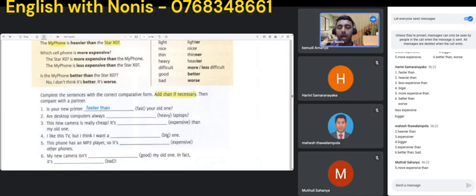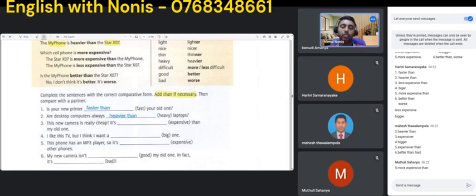Next one. Are desktop computers always, within brackets they have given the word heavy, laptops? So they are comparing desktop computers with laptops. Then when you are comparing, you have to use the comparative form heavier, since laptops is the other noun. Desktop computers is one noun and the other noun is the laptop. So both the nouns are given. Then it's a must for us to use than. Are desktop computers always heavier than laptops?